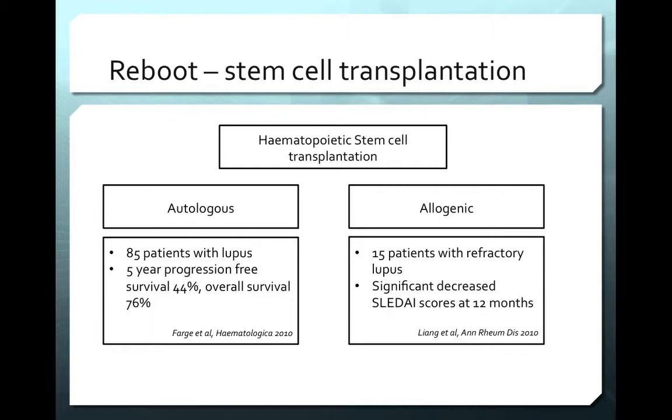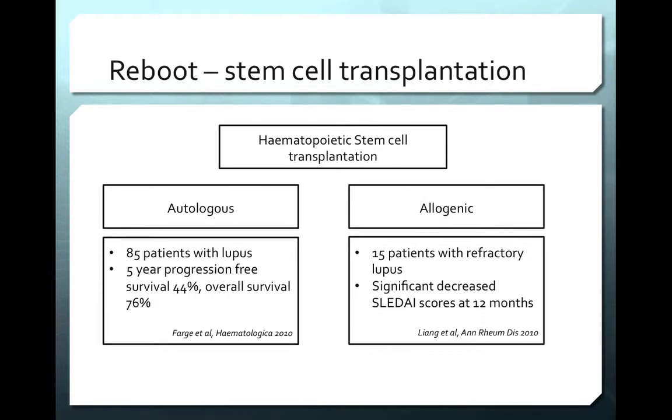This large trial with Farge et al. looking at autologous transplants looked at around 900 people that had autoimmune diseases from a variety of conditions, and about 10% of them, 85 patients, had lupus. There were some promising results at 5 years, but it did have significant risks. The progression-free survival was 44%, so some response, but not amazing. And up to a quarter of people died. But these were people that were very treatment refractory to everything else.